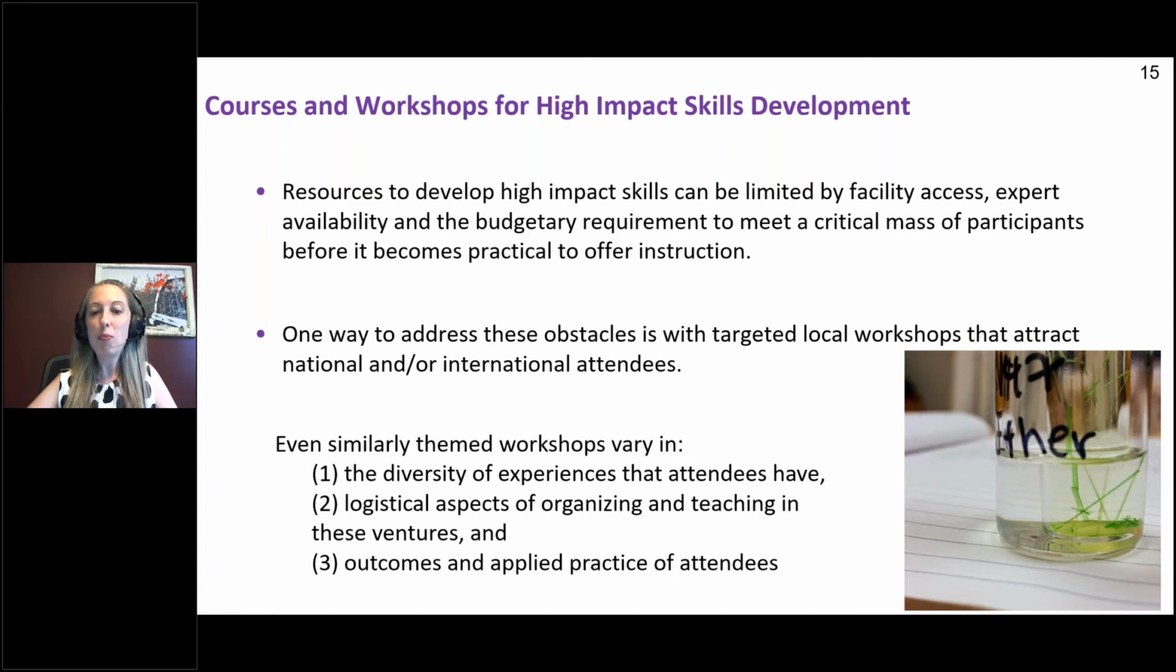expert availability, budgetary requirements. And so this does point to the practical aspects of offering targeted local or regional workshops that would attract a larger number of students and possibly a larger number of expert instructors. So even in similarly themed workshops, we see the diversity of experiences that attendees have, there are logistical aspects of organizing that can vary, and exactly what students get out of it varies as well.